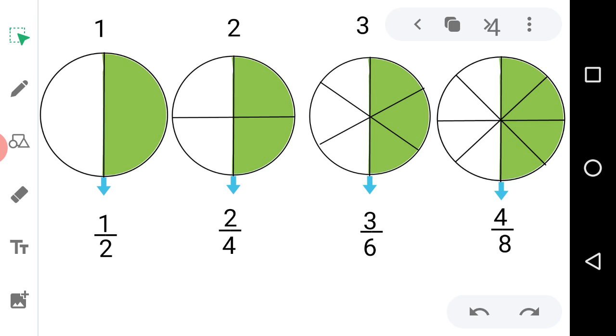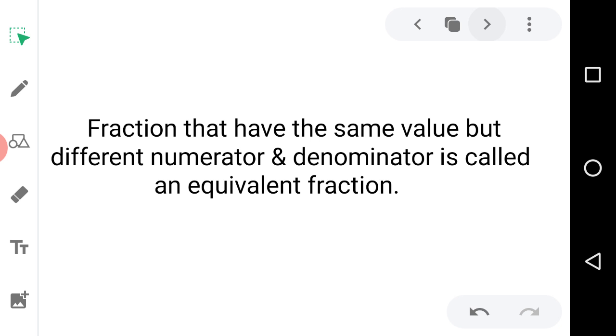So 1 upon 2, 2 upon 4, 3 upon 6, 4 upon 8, these fractions are called equivalent fractions. So what is an equivalent fraction? Fractions that have the same value but different numerators and denominators are called equivalent fractions.